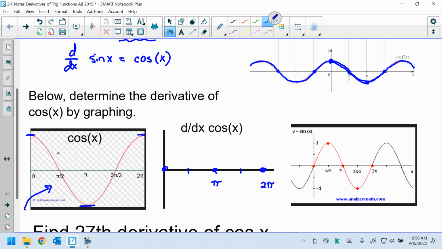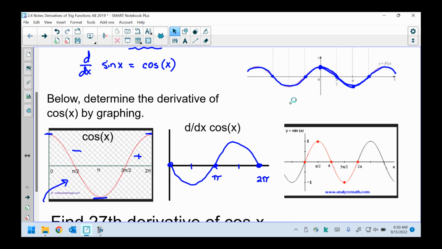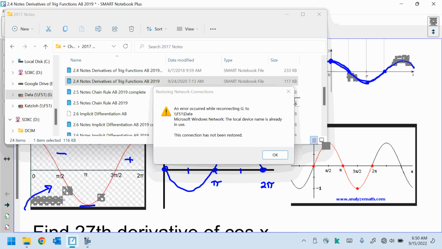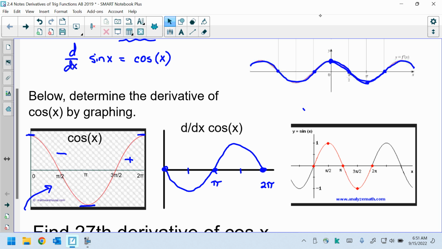In this interval here, it looks like the slopes are negative, then slopes are positive. So I guess I'd have to be negative, return to 0, be positive, and return to 0. And is that the sine of x? Well, here is the sine of x.